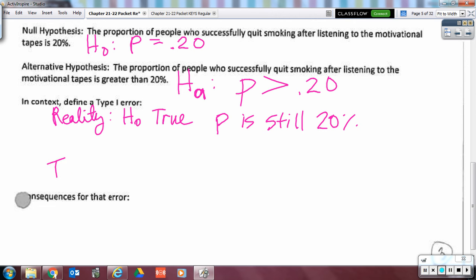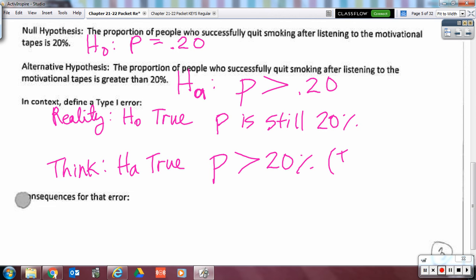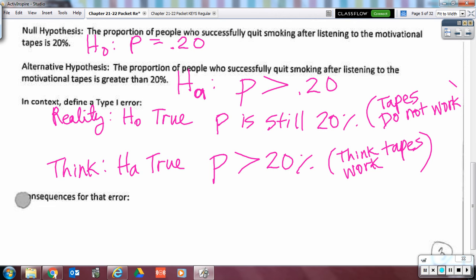But we think, but what do we think? We think that the proportion of people that quit smoking is greater than 20%. We think that the tapes work, but they actually do not work. The tapes do not work, but we got information that makes us think that they do.